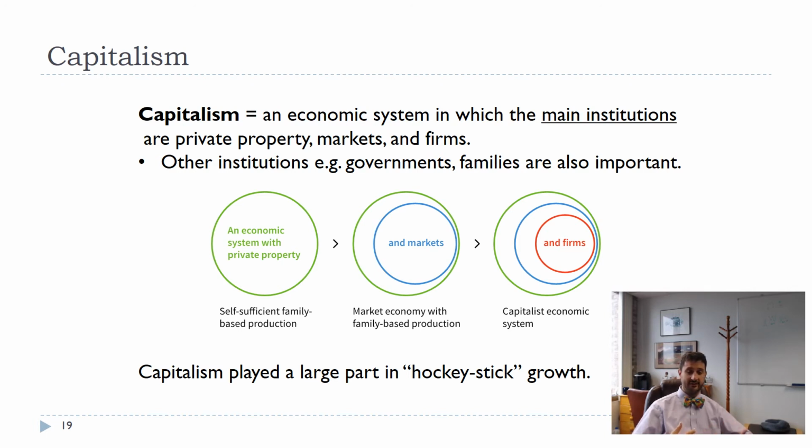They get to benefit from it. They get to sell it if they want to. And capitalism has really played the largest part in this hockey stick growth. But also what we've seen is that there's lots of varieties of capitalism, right?